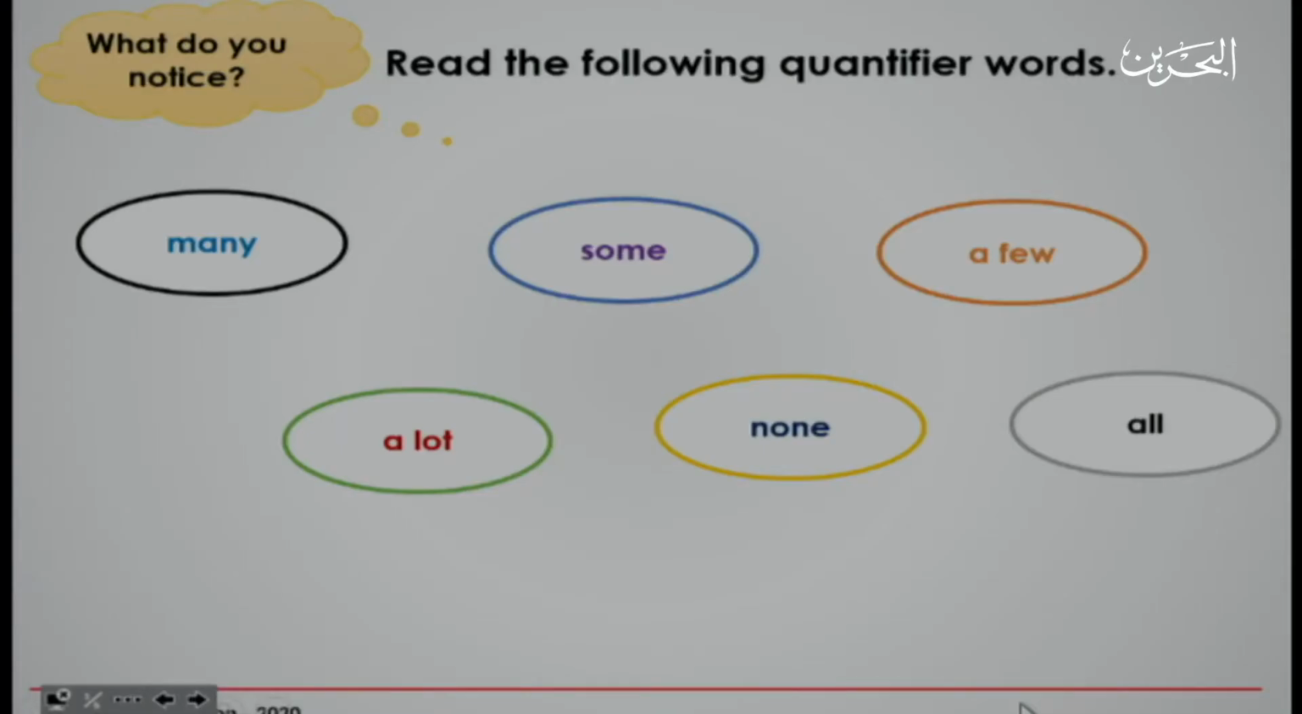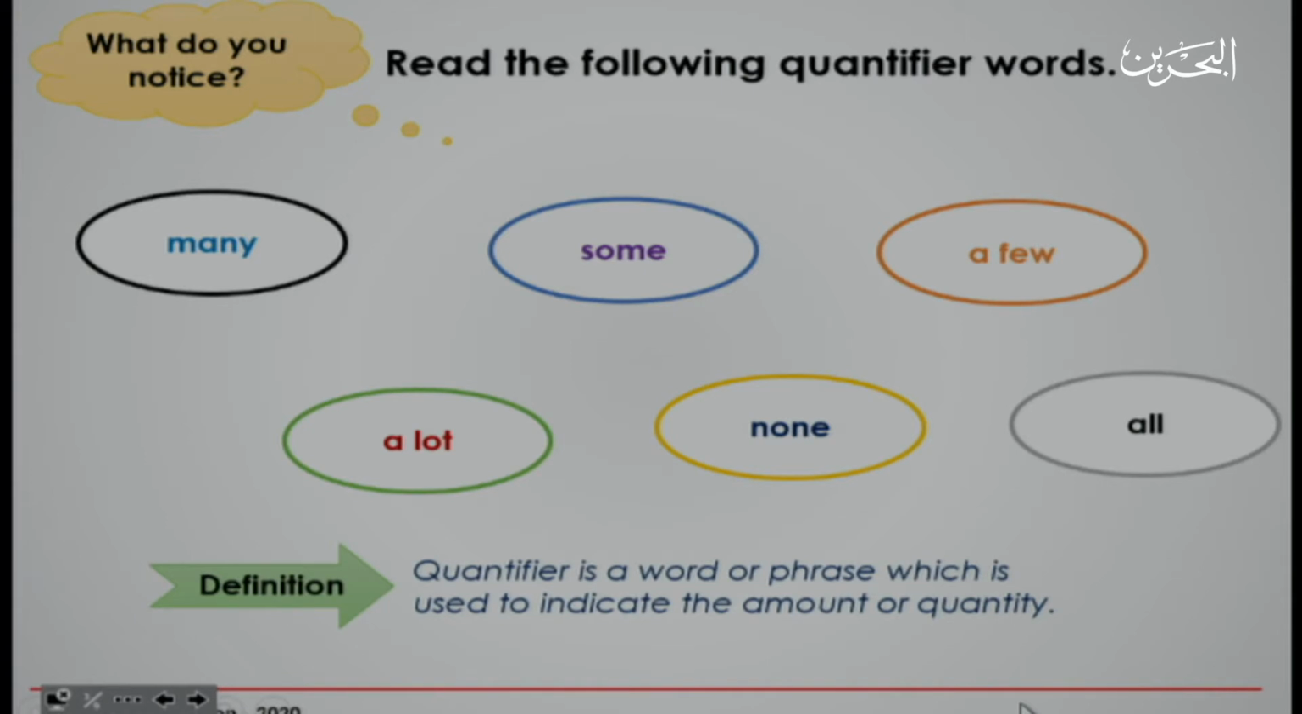All right, so what do you notice? Read the following quantifier words. We have 6 of them: many, some, a few, a lot, none, and all. Definition: a quantifier is a word or a phrase which is used to indicate the amount or quantity of something.